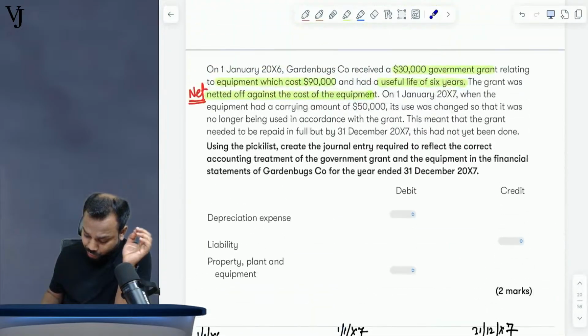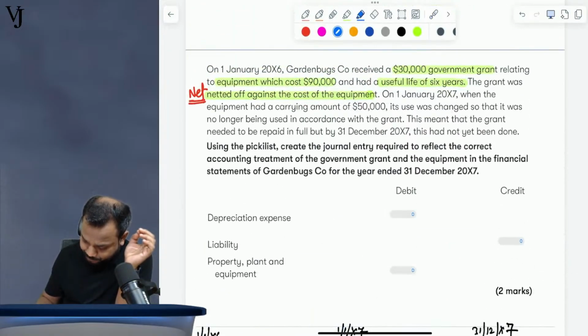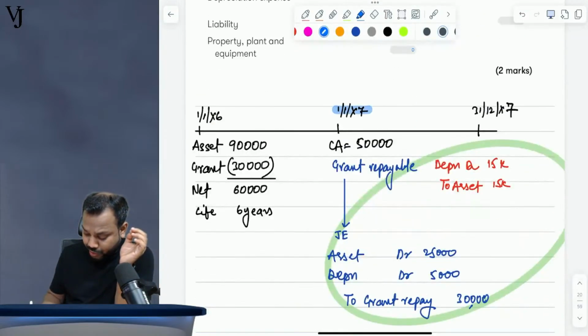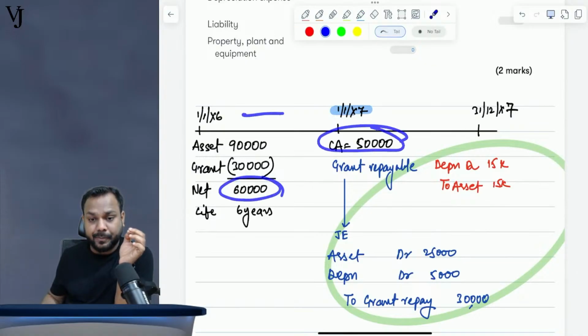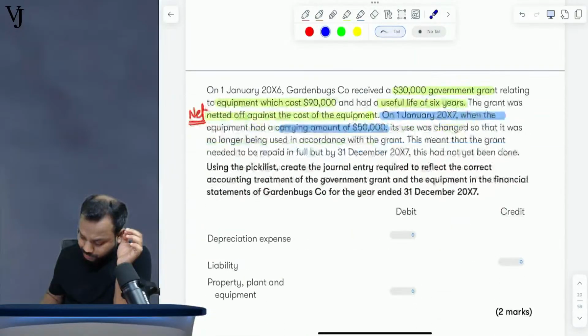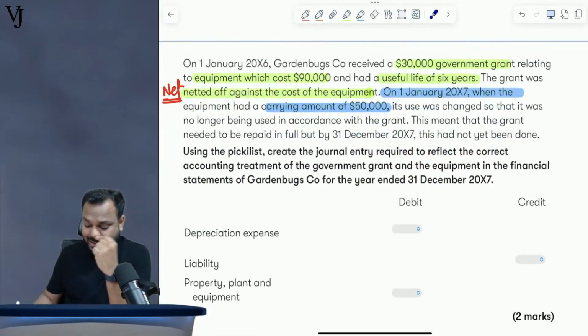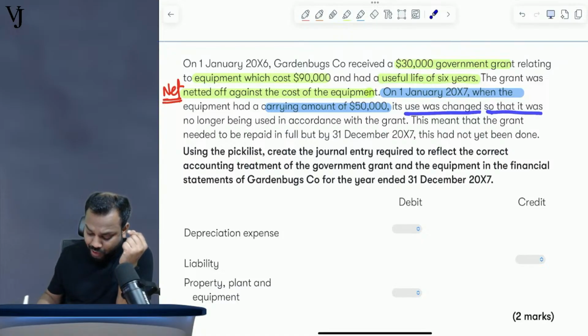Now the question says what? On 1st January 20x7, when the equipment had a carrying amount of 50,000. Why? On 1st January 20x7, after 1 year, 60,000 minus 10,000 is 50,000. The question says, when the equipment had a carrying amount of 50,000, its use was changed so that it was no longer being used in accordance with the grant.